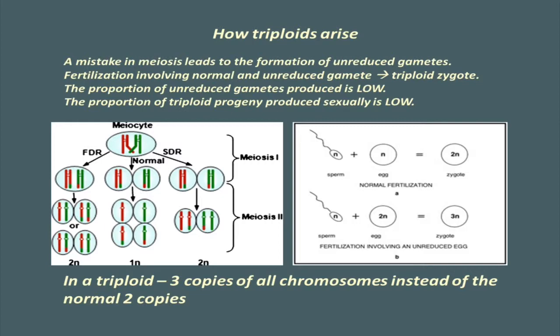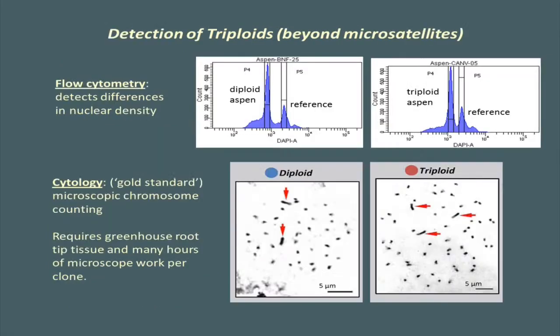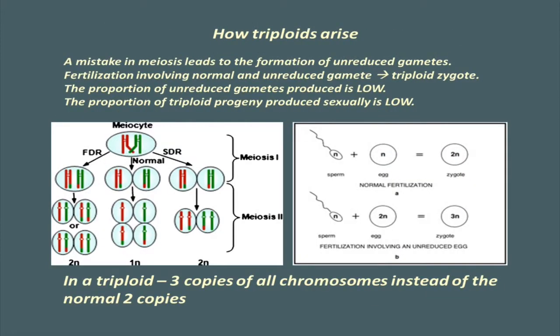Now, an interesting side note here: you expect this kind of accident in meiosis to be pretty rare. So you expect the formation of unreduced gametes to be low frequency. You also expect the proportion of triploid progeny in a batch of seeds to be pretty low. You don't expect to see very many of those.